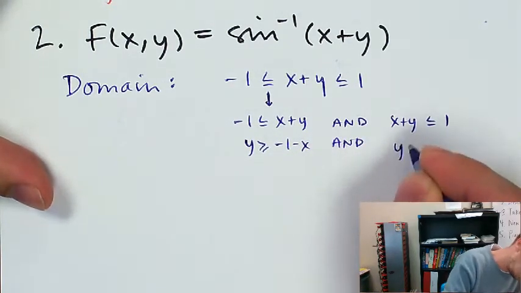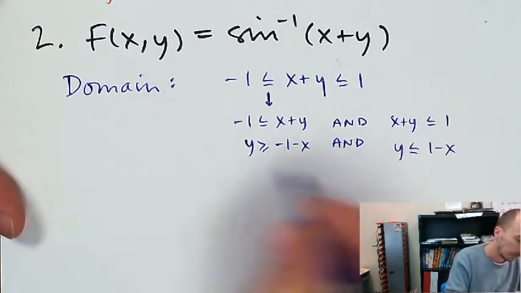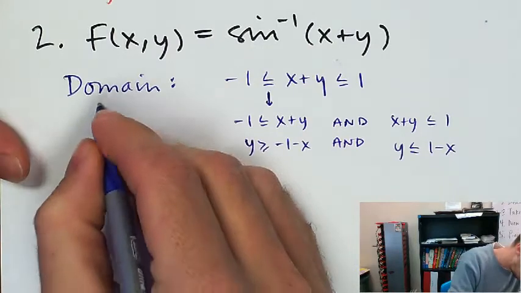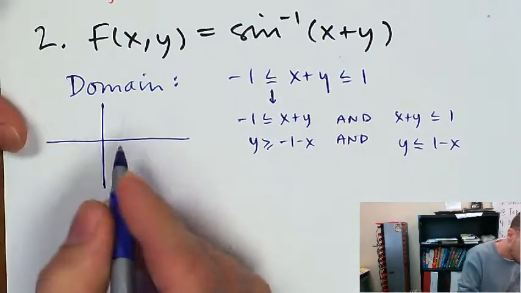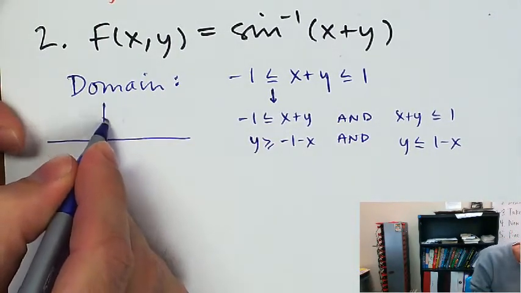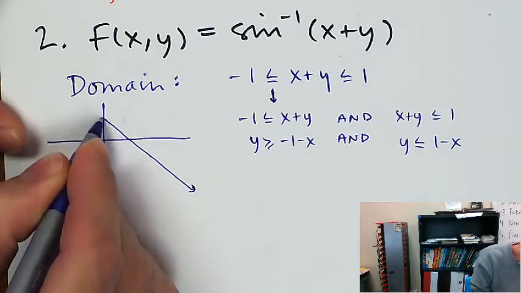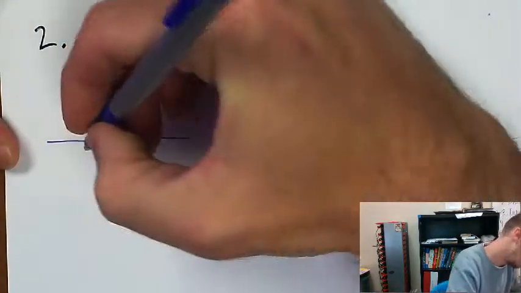and y is less than or equal to 1 minus x. Okay, I'm going to draw the domain right here. And we'll know how to draw the graph of 1 minus x, right? And it's less than or equal to, so I'm going to have a solid line there. And then negative 1 minus x will be over here.